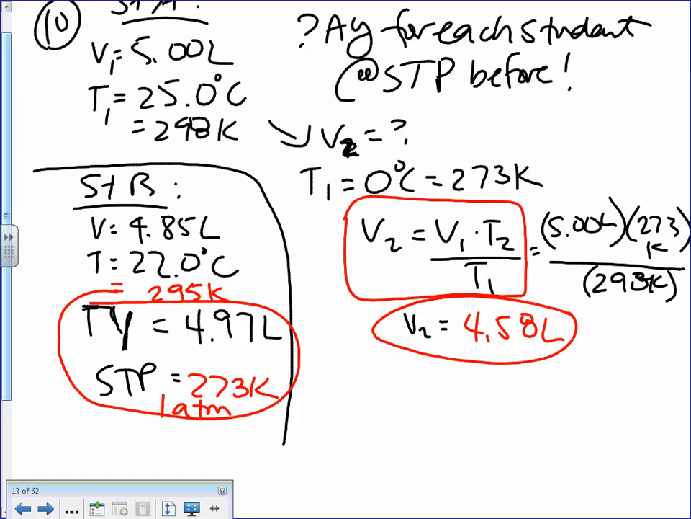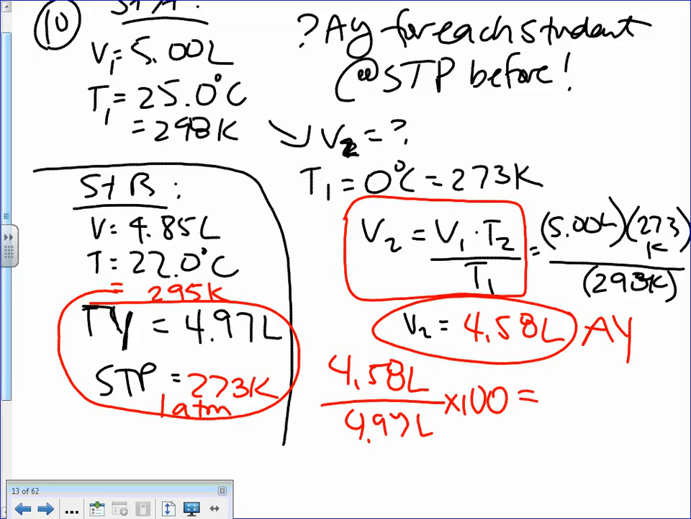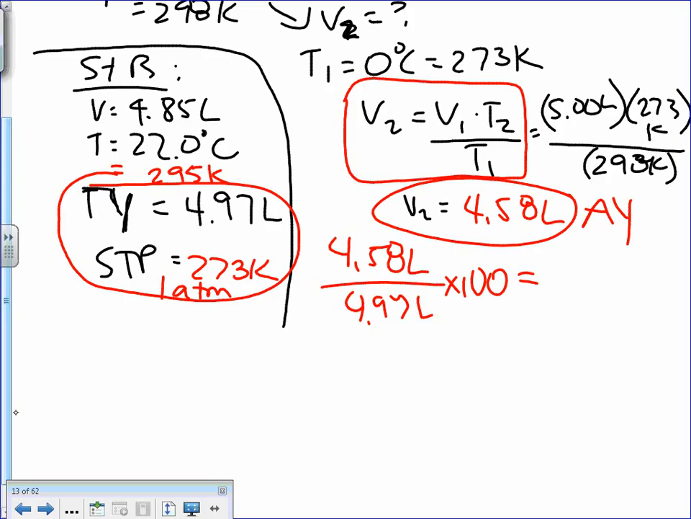So that's their volume. That's their actual yield. So how would I get their percent yield? Remember what percent yield is? That's error, you're minusing. That's difference. So it's just actual over theoretical times 100, right? So actual was 4.58. Theoretical, what should have been happening, was 4.97. So student A had 4.58 liters actual yield over 4.97 liters theoretical yield times 100. Somebody tell me their percent yield. 92%? Okay.